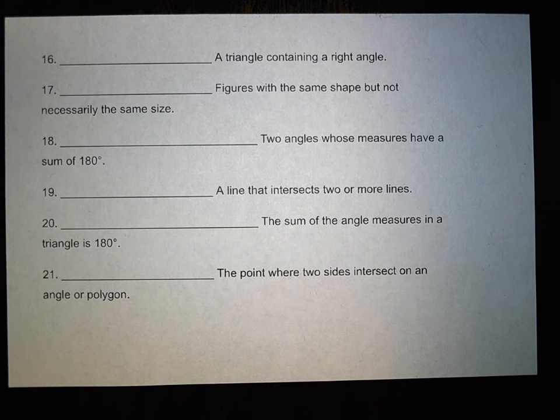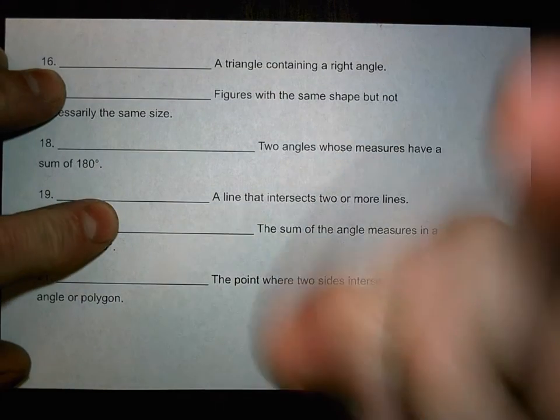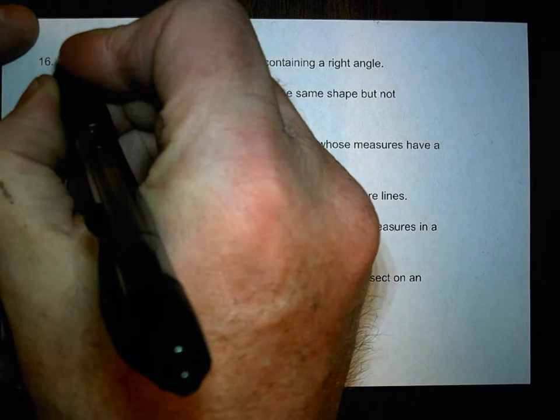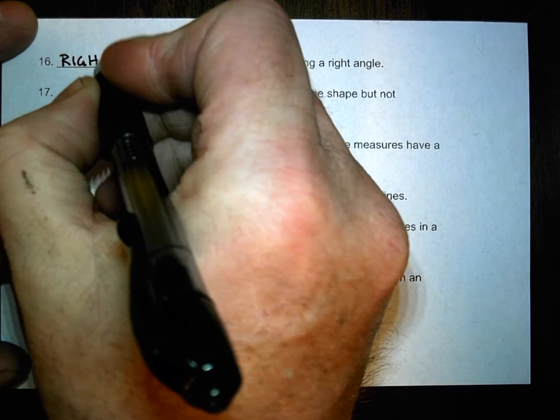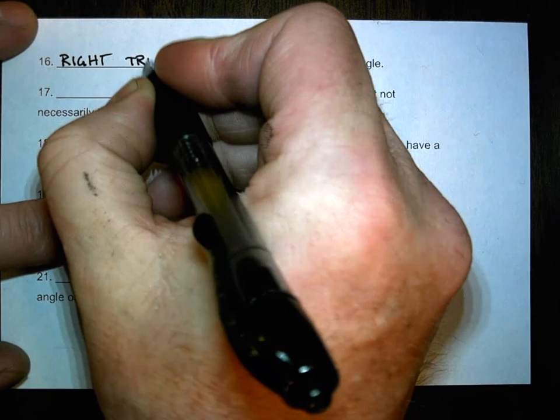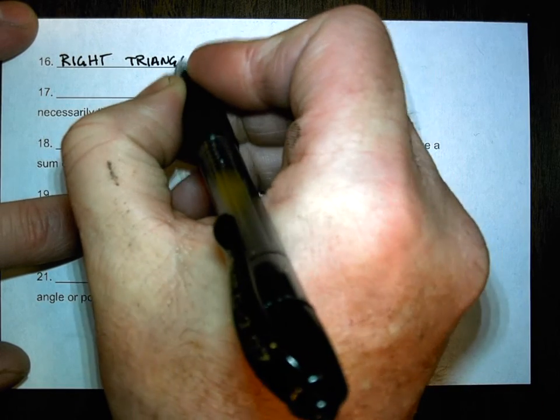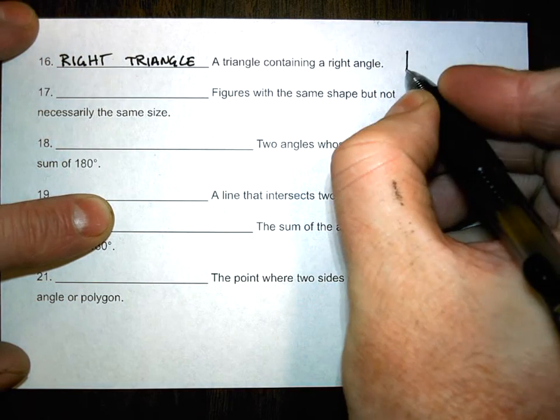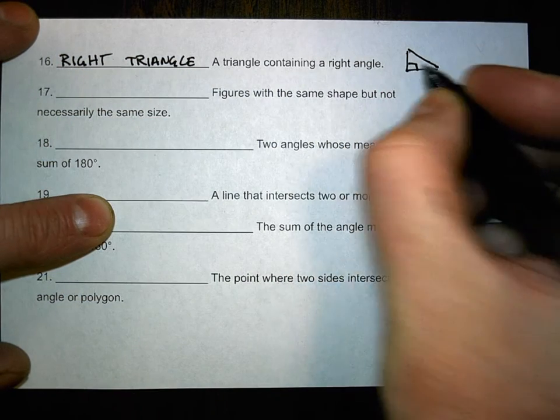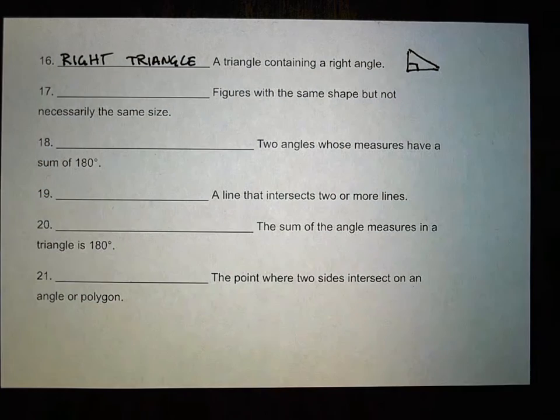A triangle containing a right angle. What do we call a triangle that contains a right angle? It's a right triangle.